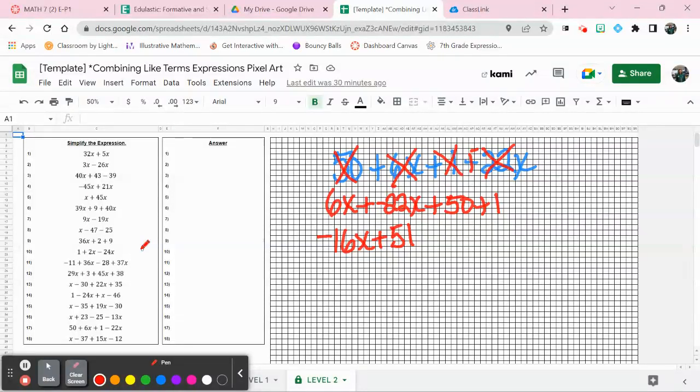On the Illuminate, we had something that looked like this, 36A minus 16, and so many of you picked the answer of 20A. You can't do that. The 16 does not have a variable, so it cannot add or subtract to the 36. It has to have exactly the same letter. Exactly the same. Okay? All right.